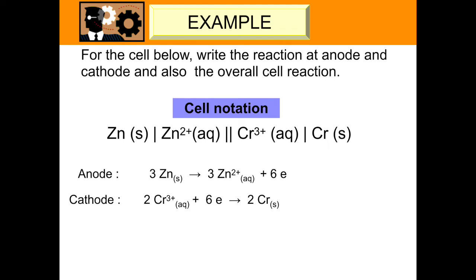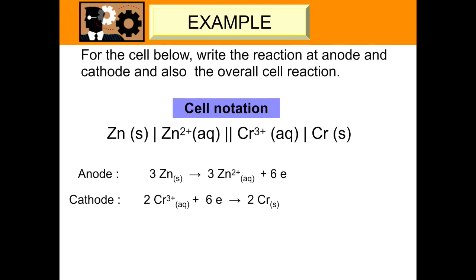At this point, you should notice that I put 3 zinc and 3 Zn2+, while for Cr, it is 2 Cr3+ and 2 Cr solid. Why? Because we need to balance the electrons at anode and at cathode. So for zinc, we multiply by 3, and for cathode, we multiply by 2. So we get 6 electrons respectively.